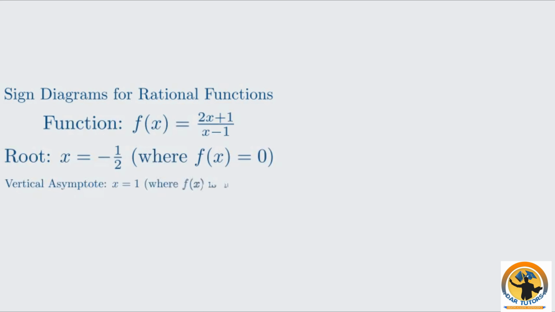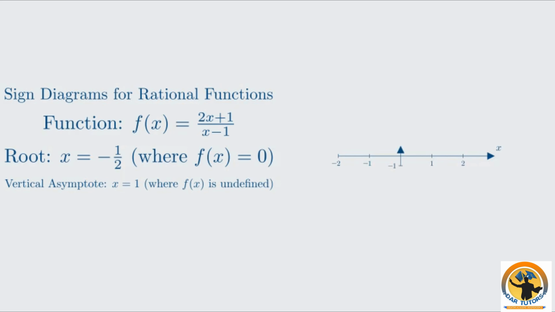Sign diagrams are a very useful tool for understanding when a function is positive or negative. For a rational function, we mark two key types of points on the number line: roots, which are where the function is 0, and vertical asymptotes, which are where it's undefined. Let's use our previous function, f of x equals 2x plus 1 divided by x minus 1, to create a sign diagram. We've already identified the roots and asymptotes. The function is 0 at x equals negative 1/2, and it's undefined at x equals 1. These are our critical points.